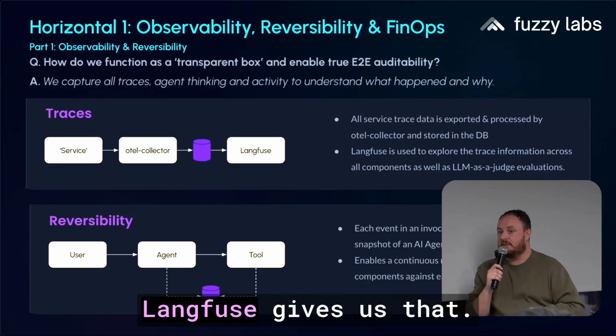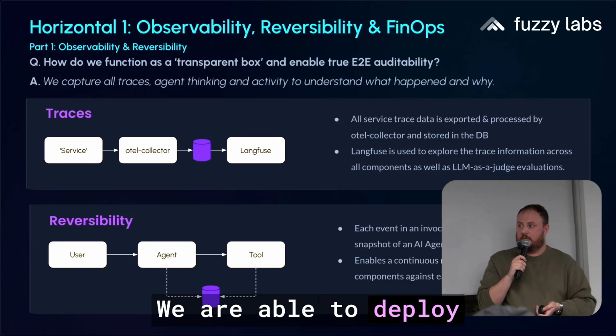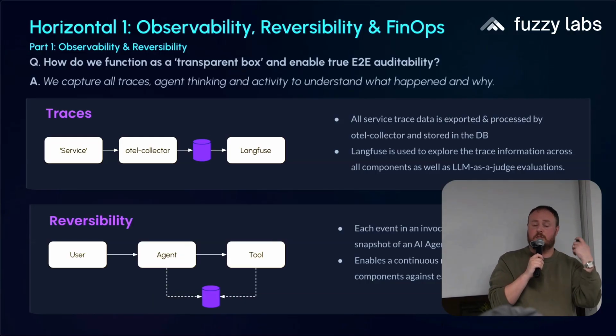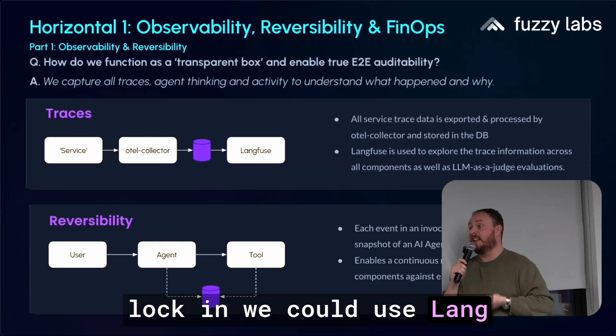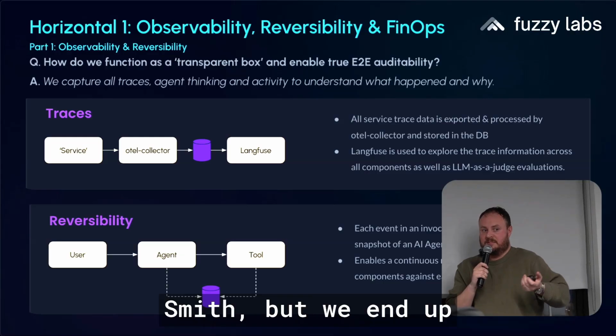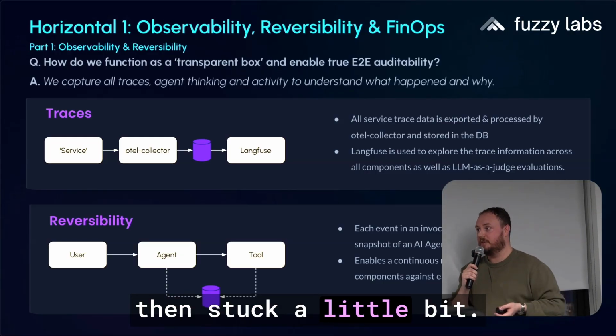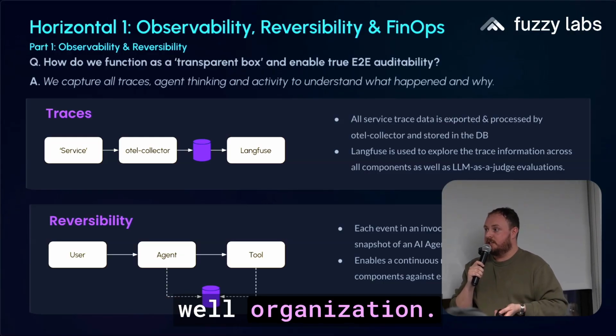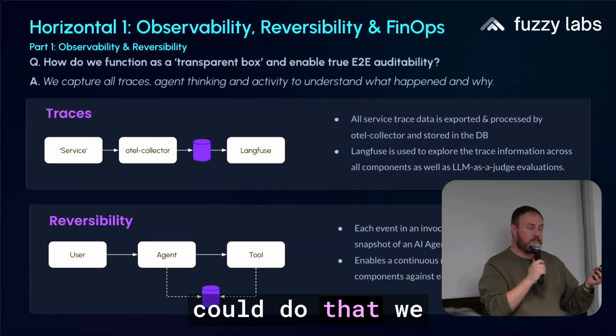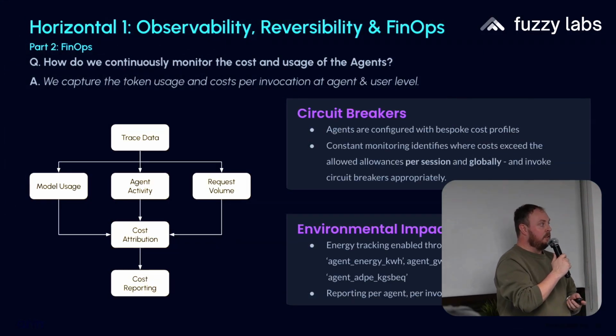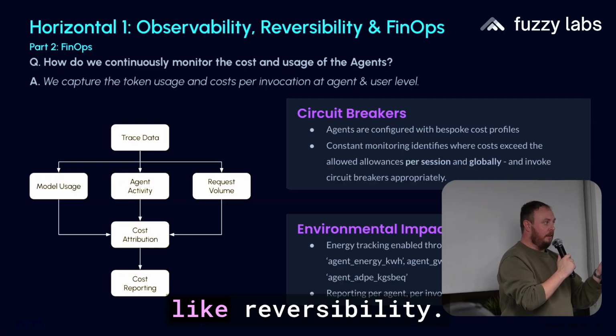There's loads of stuff that Langfuse gives us that we are able to deploy and run ourselves, trying not to get vendor lock-in. We could use Langsmith, but we end up then stuck a little bit. We use Dynatrace as well organisationally, so there's things that Dynatrace could do that we might look to explore. And then I mentioned it before, but reversibility.